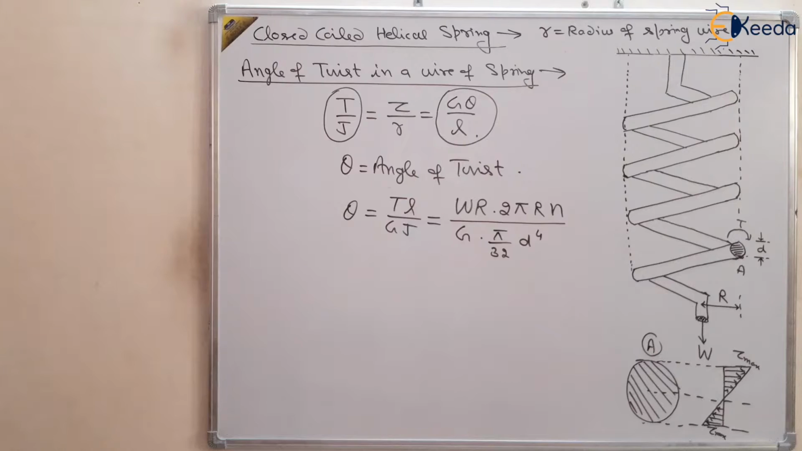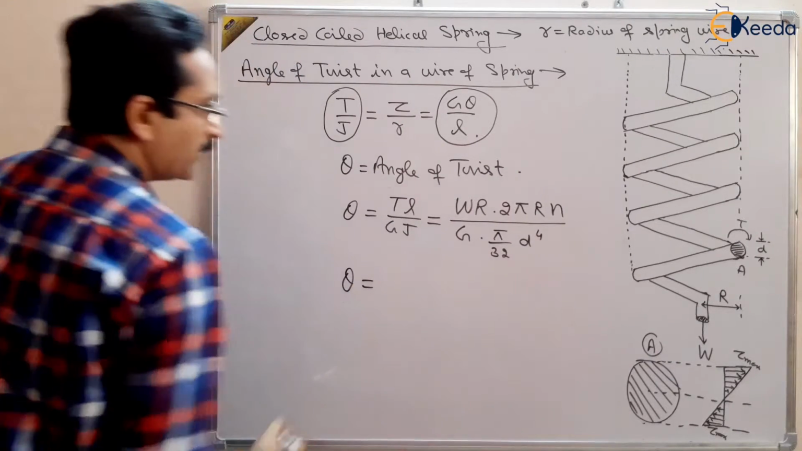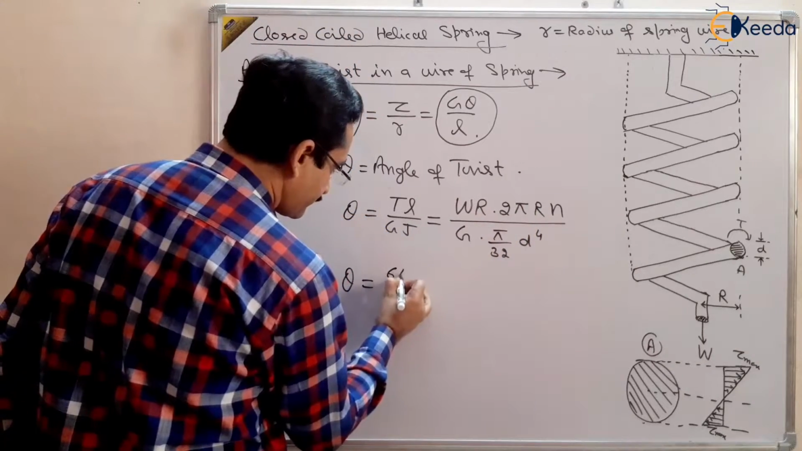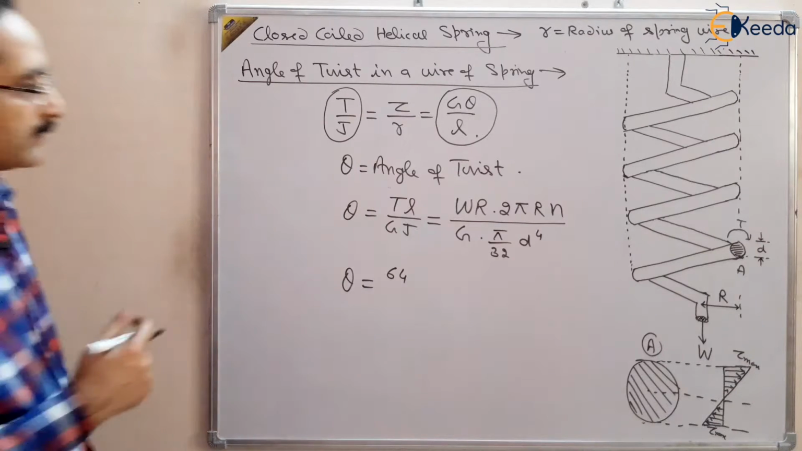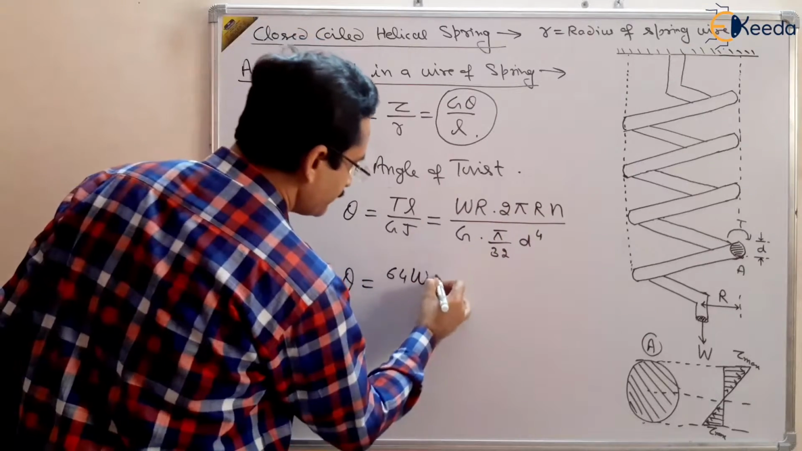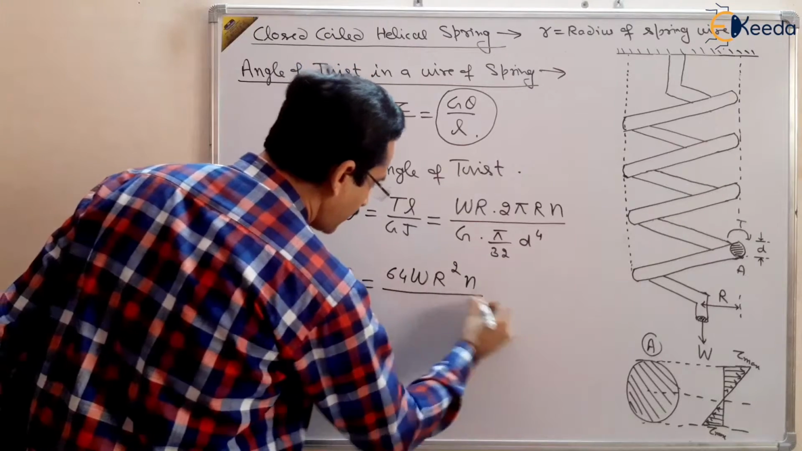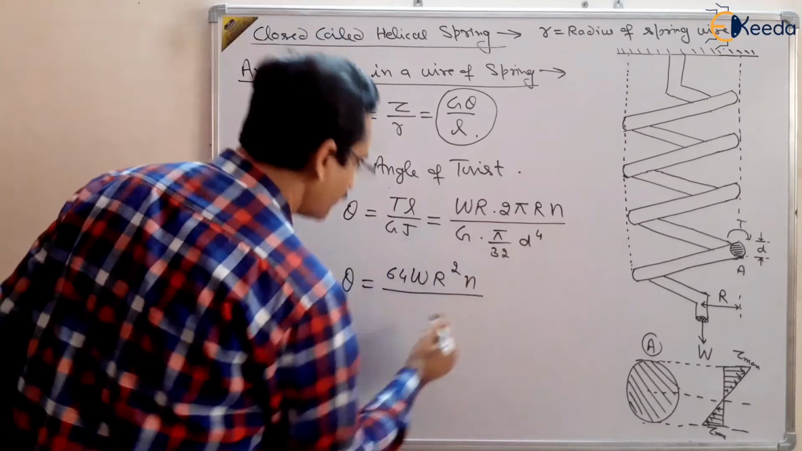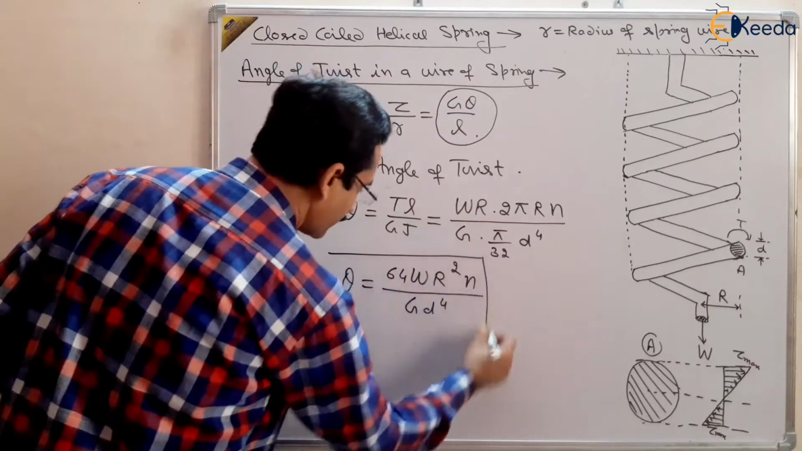Solve it and you will get the relation: angle of twist will be equal to 32 multiplied by 2, this will become 64 W R square N by G d to the power 4. So this is the formula for angle of twist.